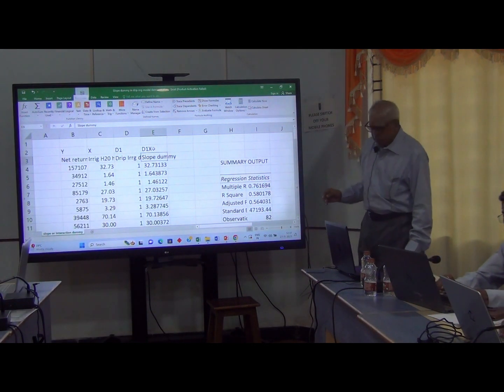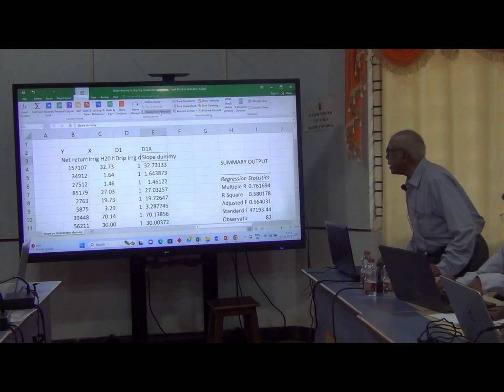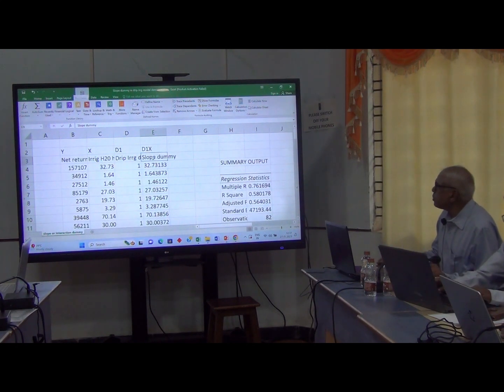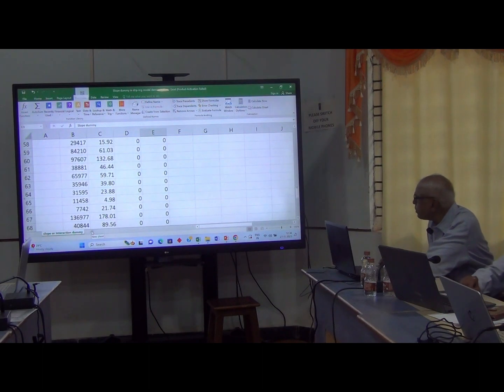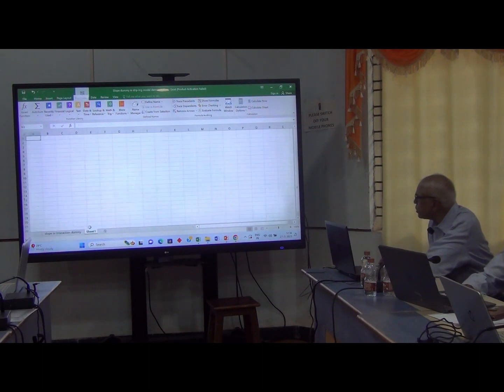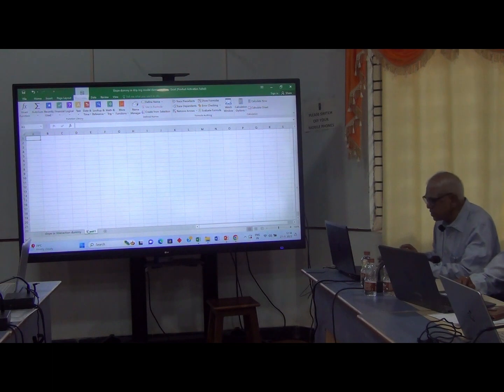Now, what I have done here in the slope dummy is just multiply D1 with X. Now let me go to another file. I will put here intercept dummy, and I will say simple regression.